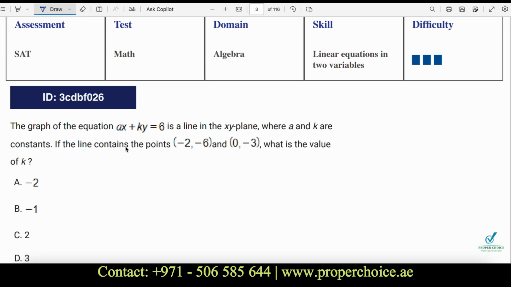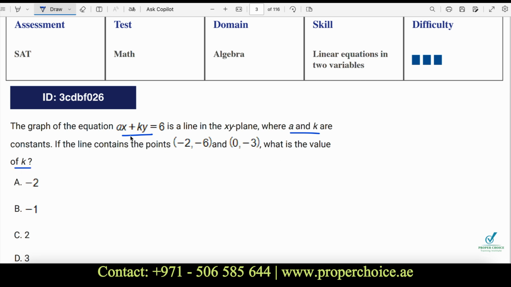The graph of the equation ax plus ky equals 6 in the xy plane, where a and k are constants. If the line contains the points (-2, -6) and (0, -3), what is the value of k?